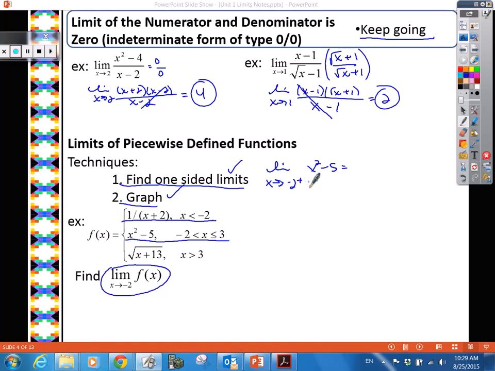Okay, -2 from the right side. So I'm going to stick a -2 in there. So that gives me what? -2 times -2 is 4. 4 minus 5 is -1. Okay, pretty straightforward. All right, now let's go to the other side. -2 from the left. Now, if I'm coming from the left, I need to use the side that is on the left, right? When x is smaller than -2, that's this piece. So that's 1 over x plus 2. All right, so I sub in a -2.